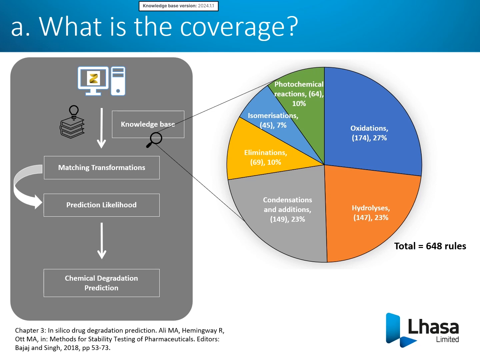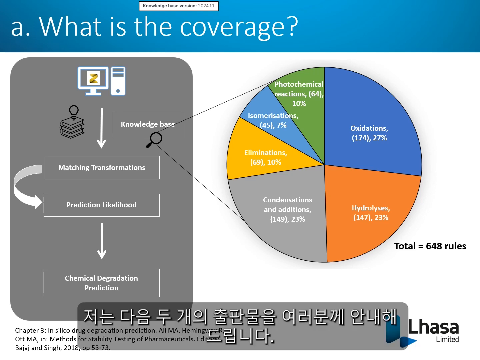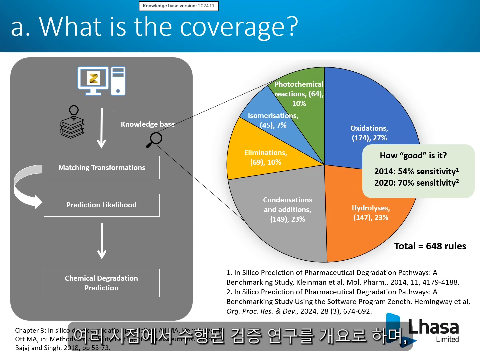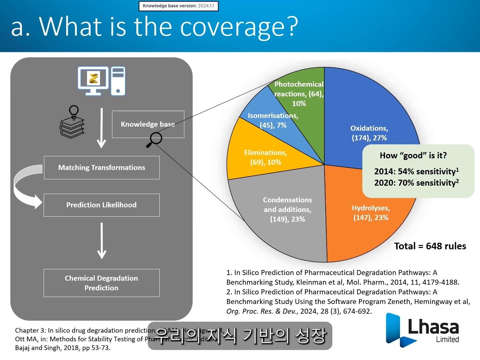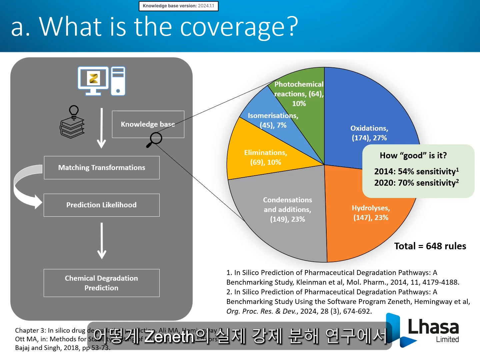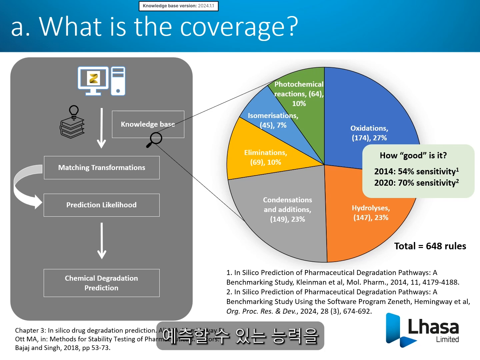I direct you all to the following 2 publications outlining validation studies which have been performed at different time points on Zeneth's knowledge base and demonstrate how the growth of the knowledge base, or our process of adding additional books to our library, has increased Zeneth's ability to accurately predict actual experimental degradants that have been observed in forced degradation studies.